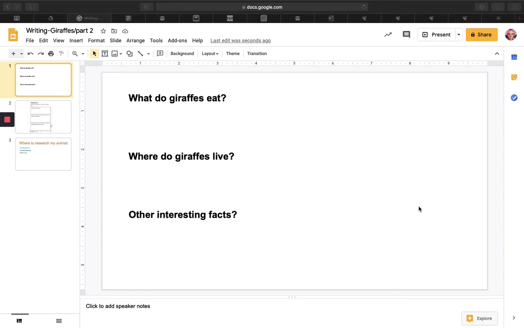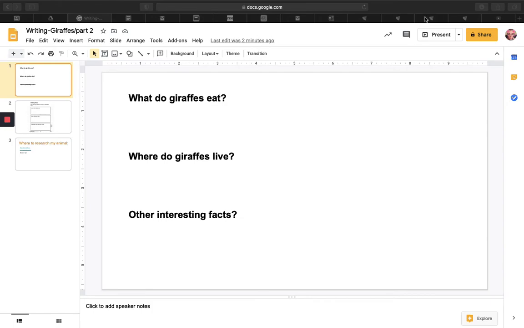I'm going to give you an example of how to do this, but I'm going to use the book Giraffes that we read the other day. So here are my questions that I have about an animal, my animal, the giraffe. The first one, what do giraffes eat? Where do giraffes live? And any other interesting facts about a giraffe. Remember, a fact is something that is true. These are the same things that you are going to find out about your animal. I'm just using the giraffe as an example.